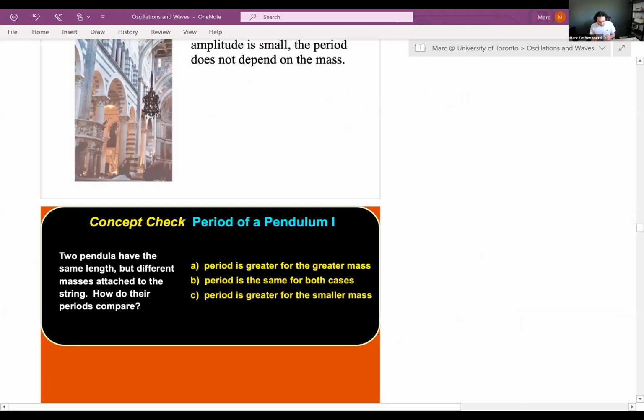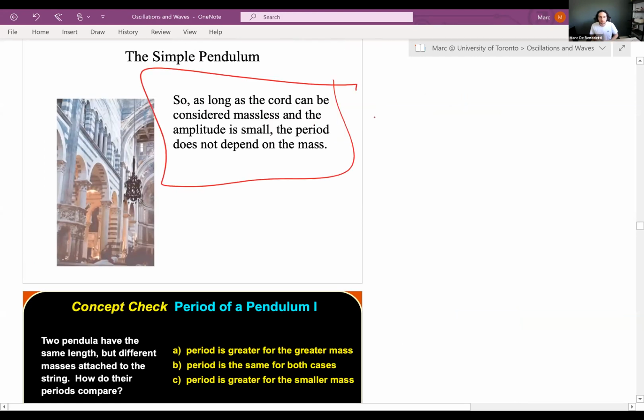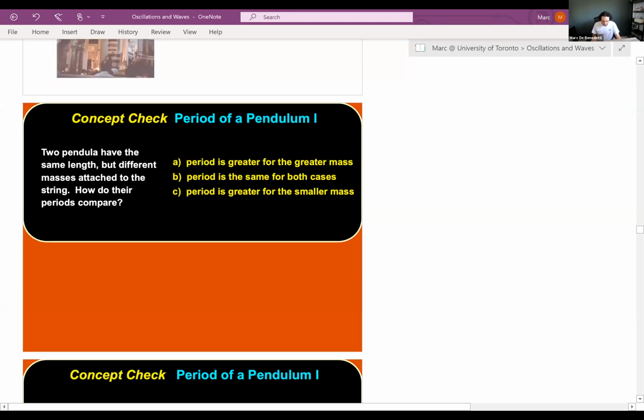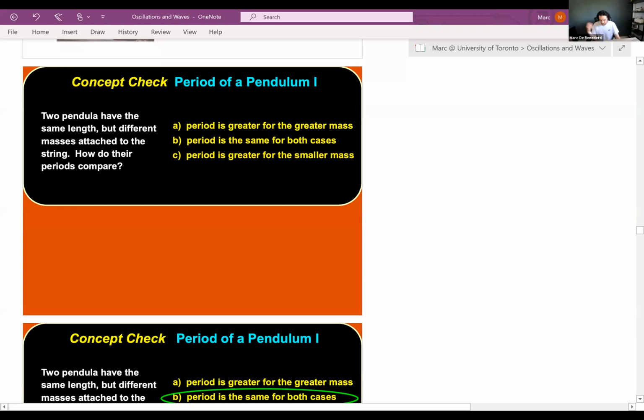Okay. So this is the conclusion here for Walter's video. As long as the chord is considered massless compared to the mass on the end, then the period is not dependent on any mass. It's only dependent on the length, which is very counterintuitive and very cool. Okay. I think we can skip this concept question because I pretty much just said the answer.